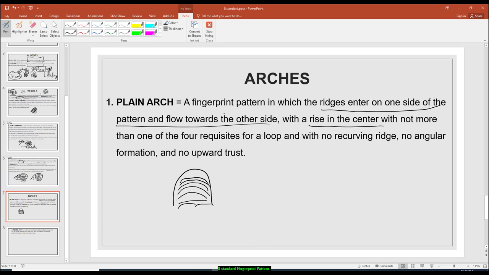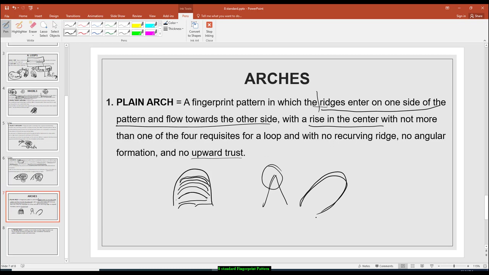So from the definition again, this fingerprint pattern enters on one side and flows towards the other side, with a rise in the center. It rises from the center, but it will not form an upward thrust or angular formation. Another one, the ridges will not form a recurving ridge. So these ridges are just flowing towards the other side, and for as long as it will not form an angular formation or a recurving ridge, then that will still be plain arch.